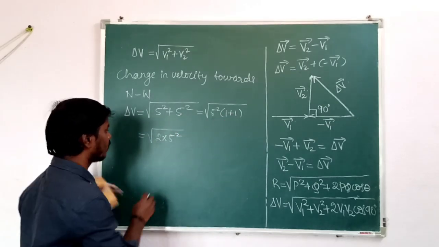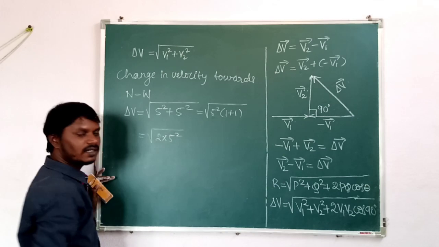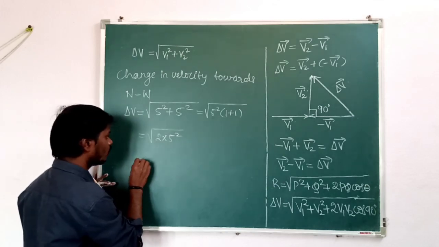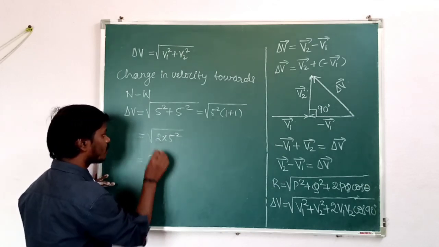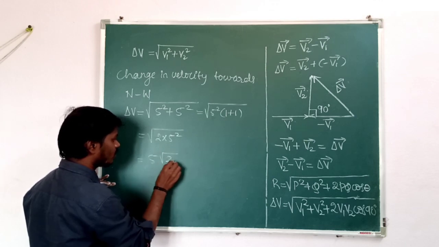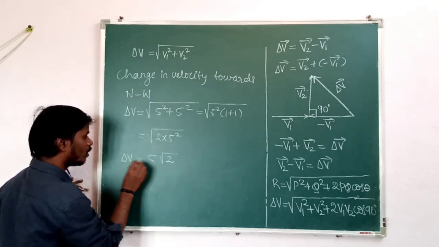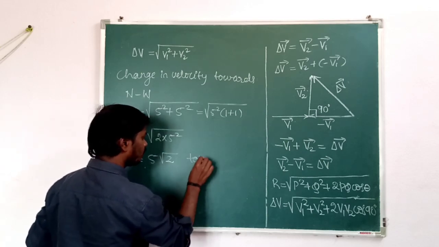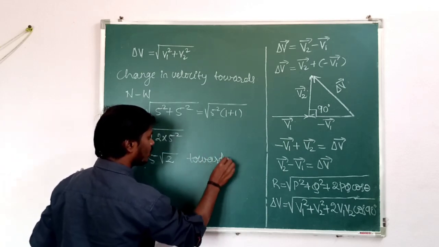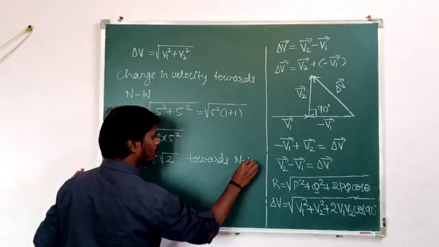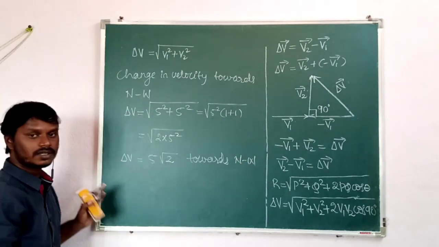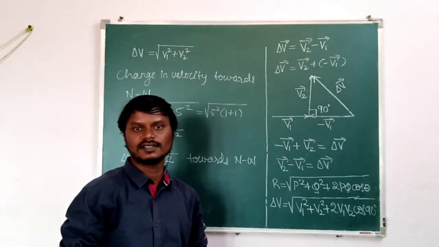Then see here. What is the square root of 5 square? That is 5. And square root of 2 I will keep as it is. Square root of 2. And it is a change in velocity towards northwest. Then what is our question? Our question is to find average acceleration.